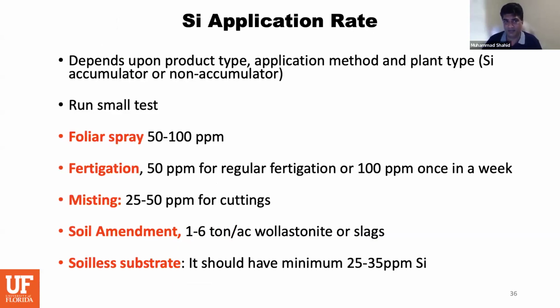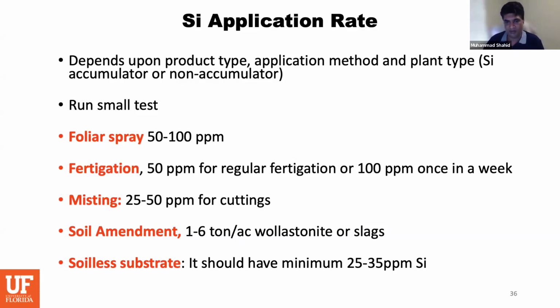Silicon application rates depend upon the product type, what percentage it has, the application method, and the plant type. As I mentioned, whether it is an accumulator or non-accumulator. But I have tested from 25 parts per million to 1500 parts per million in citrus, lettuce, guava, mango, lantana, ornamentals, and cabbage. I haven't seen any phytotoxicity, and not many reports are available in the literature of any phytotoxic effects of silicon. But still, it's important to run small tests if you're going to apply.